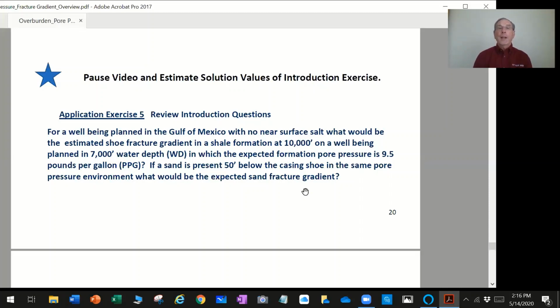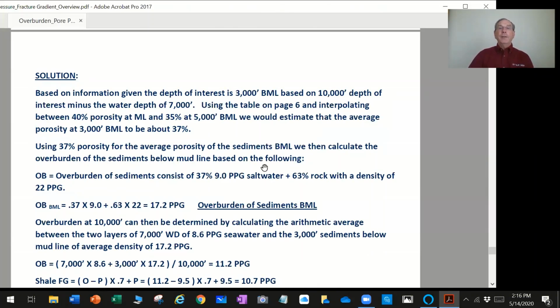So if you were planning on drilling this particular well, and this is the depth that you're considering setting a casing string on, you should know what the sand and shale fracture gradients are so that you can do well control assessments and have an idea of what kind of mud weight you can use below these casing shoes. So it's a very important question to understand your earth estimates. The solution for this is based on the information given. The depth of interest is 3,000 feet below the mud line, based on 10,000 foot depth minus the water depth of 7,000 feet.